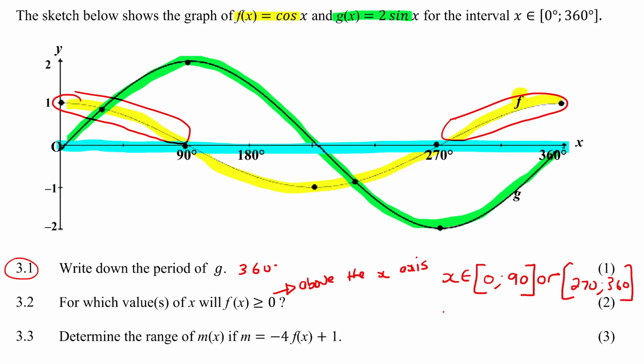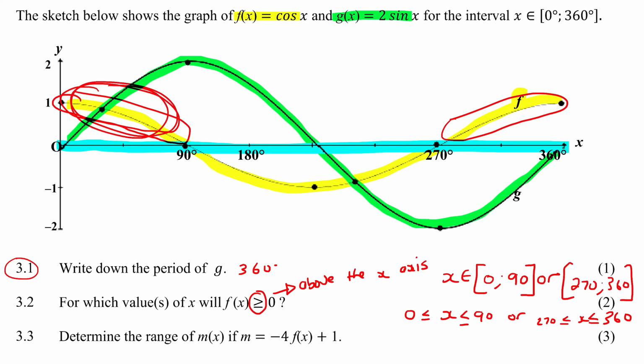Okay, if you prefer to use the set builder, you could just say x is bigger than or equal to 0, smaller than or equal to 90, or, and then you could just say 270 up to 360. Please remember that this sign over here has nothing to do with these directions over here, okay? You've got to understand carefully what this means. It means x is bigger than 0, but smaller than 90. So x is somewhere in between 0 and 90. That's what we're saying over there.